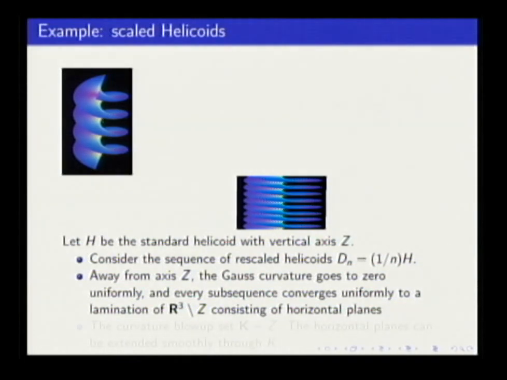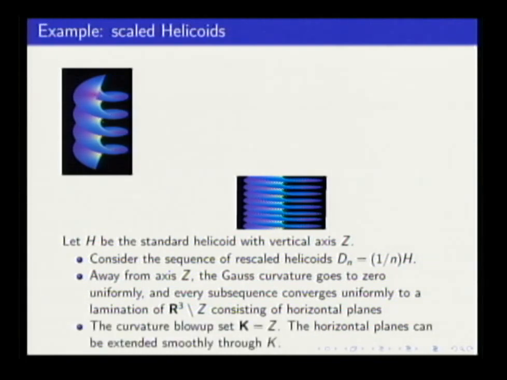You can literally see that it's going to a foliation of R3 minus the axis by horizontal planes. The curvature blow-up set is the axis. And you can extend those planes through the curvature blow-up set smoothly. But the convergence is not smooth along the axis.